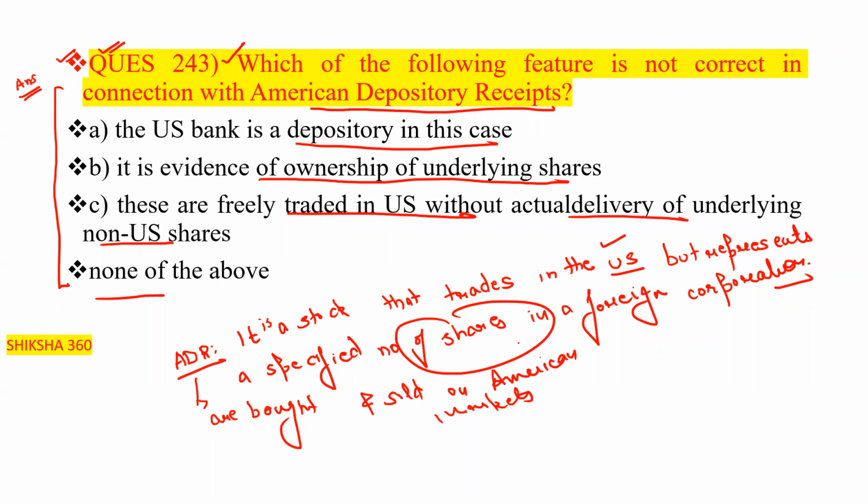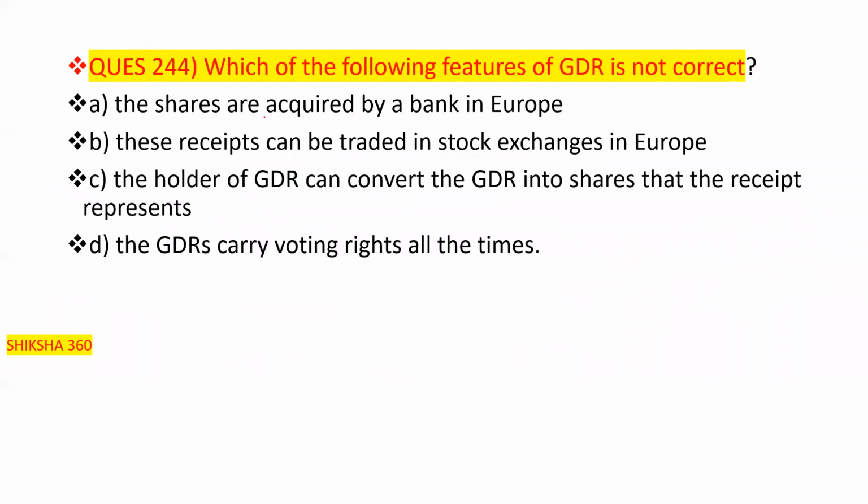Now move to the next point. Which of the following features of GDR is not correct? Very, very important question. Similar to ADR, this is a GDR, that is, a global depository receipt. It is a certificate that is issued in more than one country for shares in a foreign company.